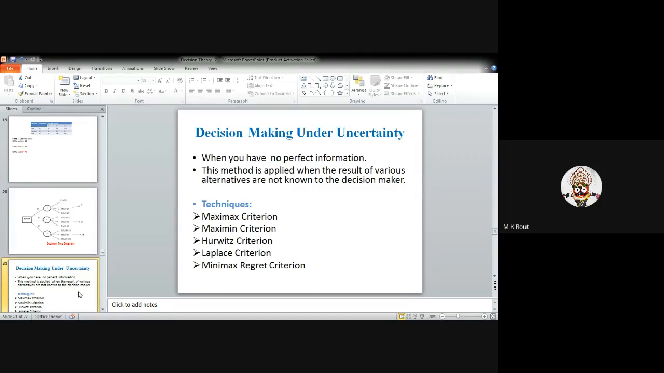The first one is the maximax criterion. The next one is the maximin criterion. The third one is the Hurwitz criterion. The fourth one is the Laplace criterion. And the last one is the minimax regret criterion. Just note down these methods. We'll solve them one by one.